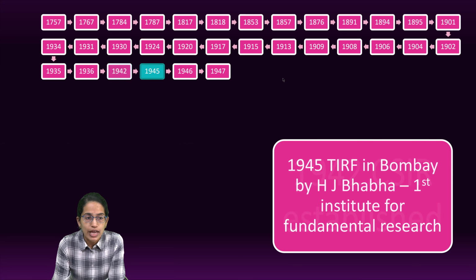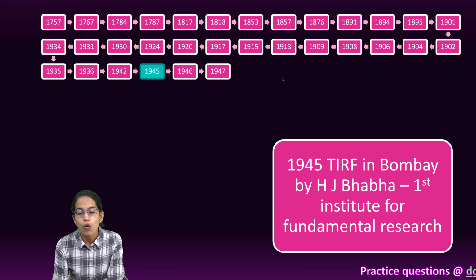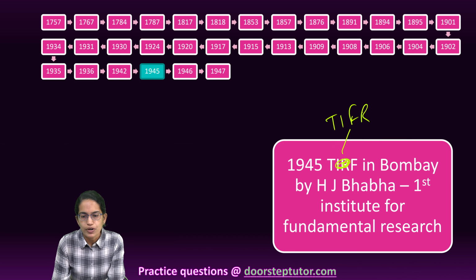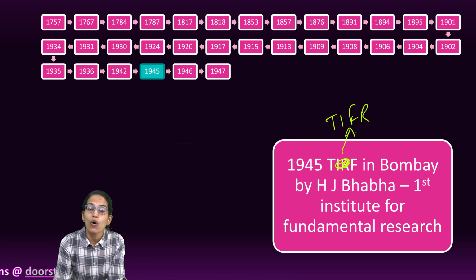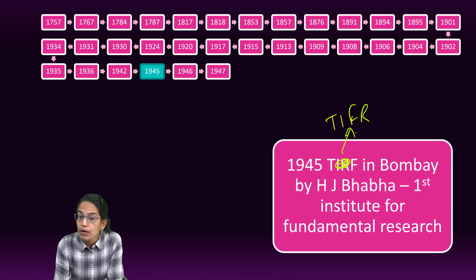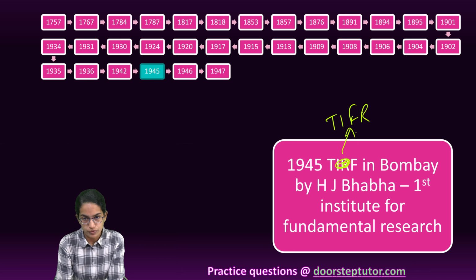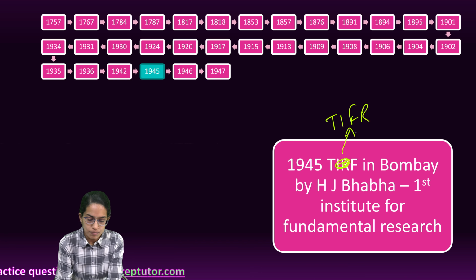The next was in 1945. The Tata Institute of Fundamental Research was established. So TIFR was established in Bombay in 1945. This was the first institute in India which laid its foundations on fundamental research. That means only basic research, the basic sciences, no applied sciences. This institute was established by Homi Jahangir Bhabha in Bombay, and is known as the Tata Institute of Fundamental Research.